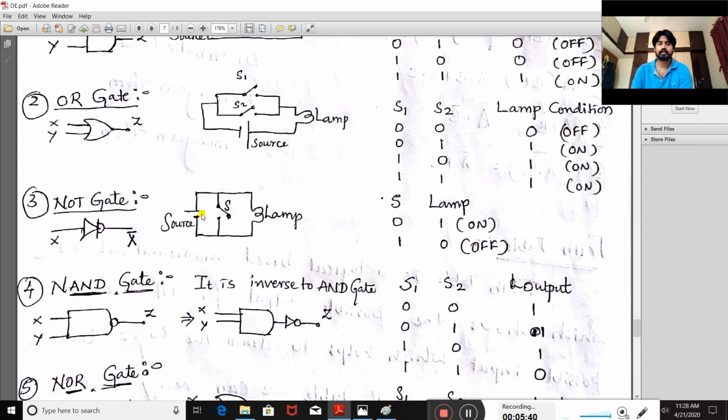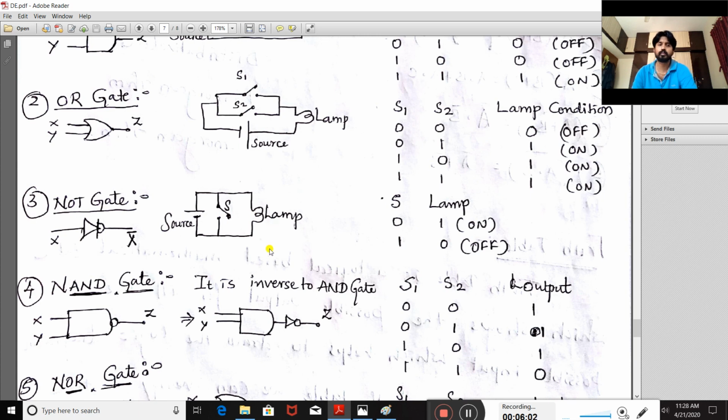Now, whenever the switch is open, the lamp will glow. That means switch open is logical 0, low state, and the lamp will glow. Whenever it is closed, that means logical high, and the lamp will be off. Now electrically there is a problem: how is the lamp on when the switch is off?